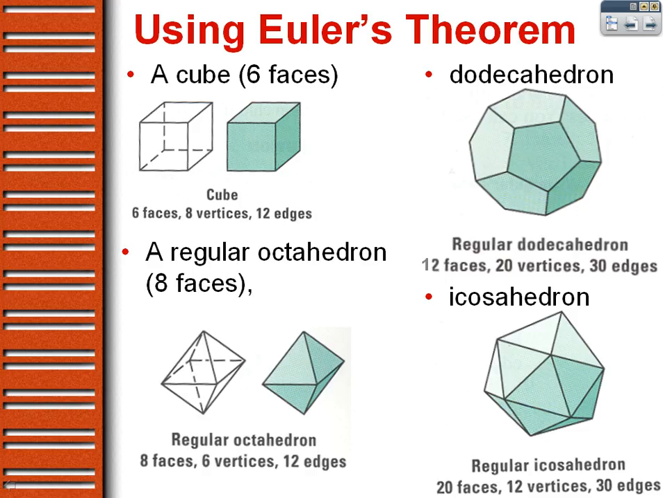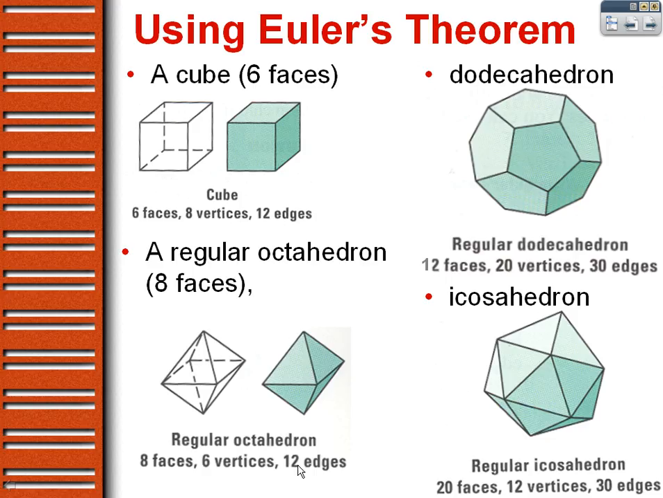So if we just multiply the number of faces times the number of sides on each face, we're always going to get twice as many edges as we truly have. So divide that number by 2. The number of faces times the number of sides per face divided by 2 will always give us the number of edges. 6 times 4 is 24, divided by 2 is 12. 8 times 3 is 24, divided by 2 is 12.